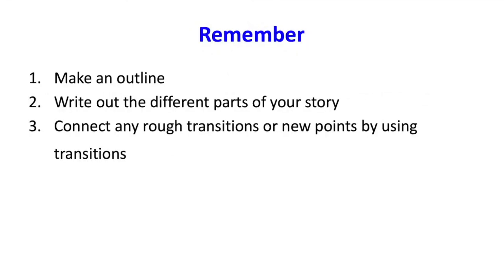So to recap all of this, you want to make an outline, write out the different parts of your story, and then go and connect any rough transitions or new points by using transitions. That signals to readers that your story is taking a new turn, or going backwards or going forward, or in some new direction.